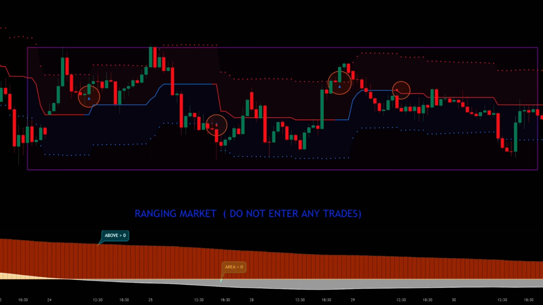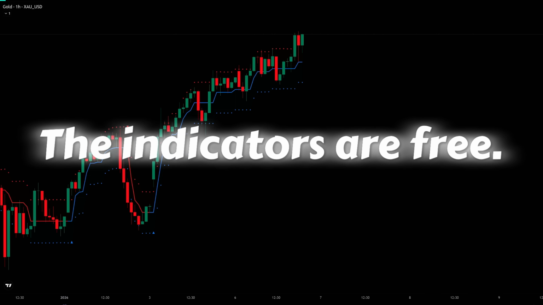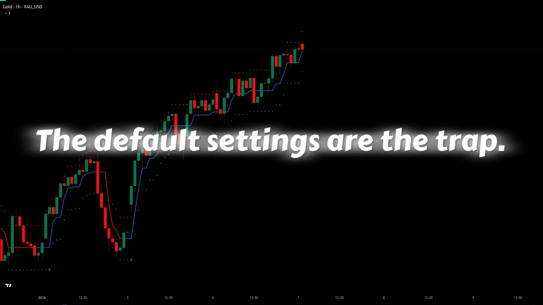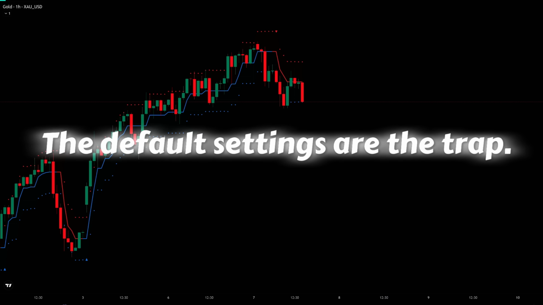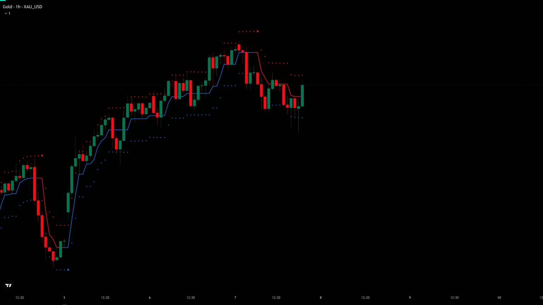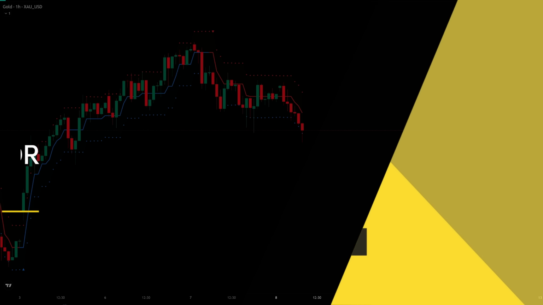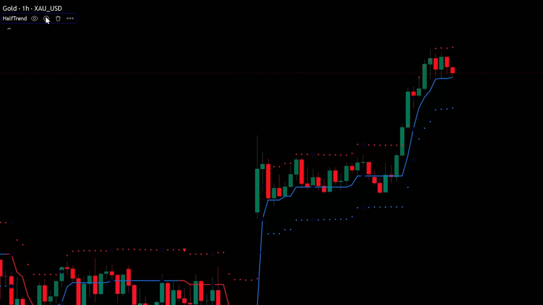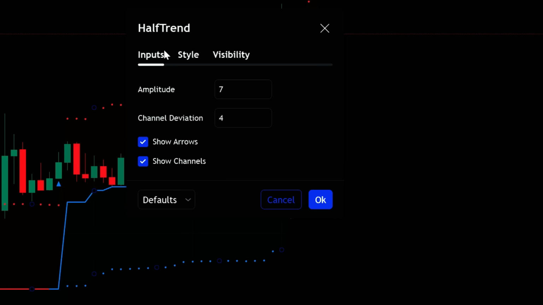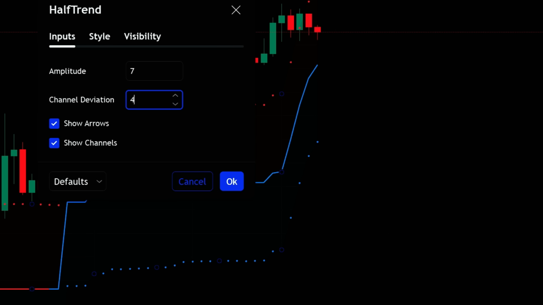Now, the structure should be locked in, but there's one final trap. The indicators are free. The default settings are the trap. Out of the box, the indicators produce too many signals and too much noise. This strategy only works when the tools are tuned correctly. The signal generator used here is the HalfTrend indicator. The default settings do not work. So, in the Inputs tab, set the amplitude to 7. Then, set the channel deviation to 4.